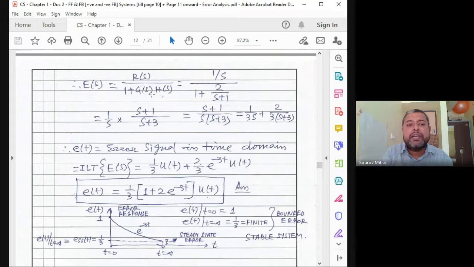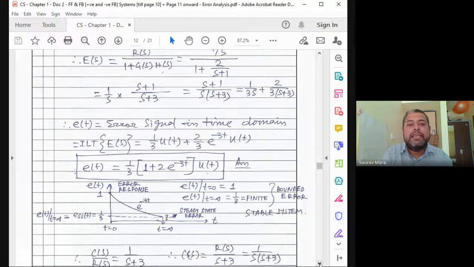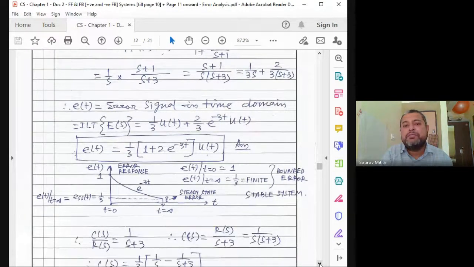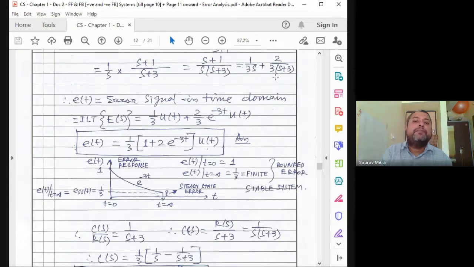So ES is equal to RS by 1 plus GSHS. RS is 1 by S and 1 plus GSHS is 2 by S plus 1. I have rationalized it using partial fractions. Then I have found what is ES. So ES is 1 by 3S plus 2 divided by 3 into S plus 3. Now take the inverse Laplace of this. It is 1 by 3 into UT, the first part, and the second part 2 by 3 e raised to minus 3t.